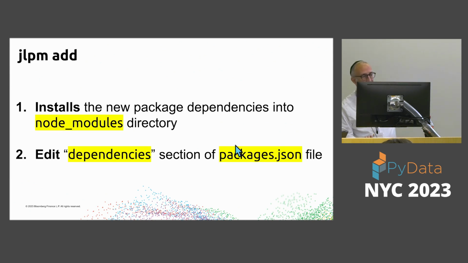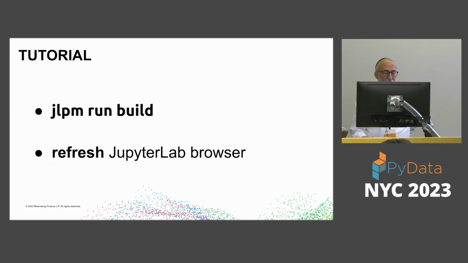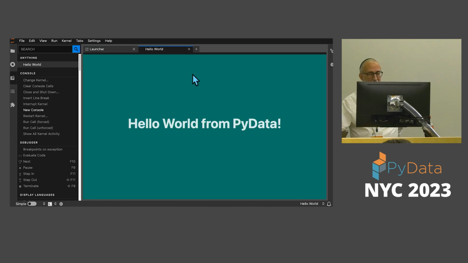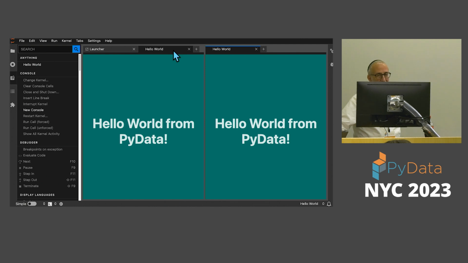Okay, so this is just summarizing what I just said. It installs it and it adds the package.json file, adding the dependency. Run the build, refresh the browser, the build succeeds this time. And now, here in the launcher, we have another button right here that says Hello World. And if I click that button, I get my widget. And if I click over here on the command palette, I get another widget. So now I can create my widget from different places.